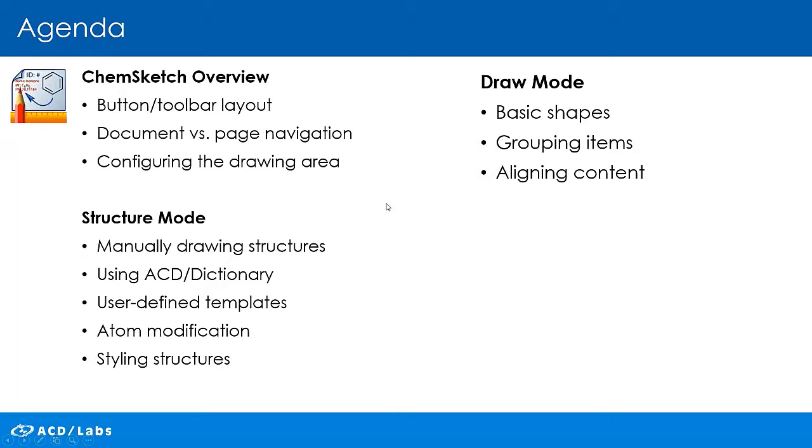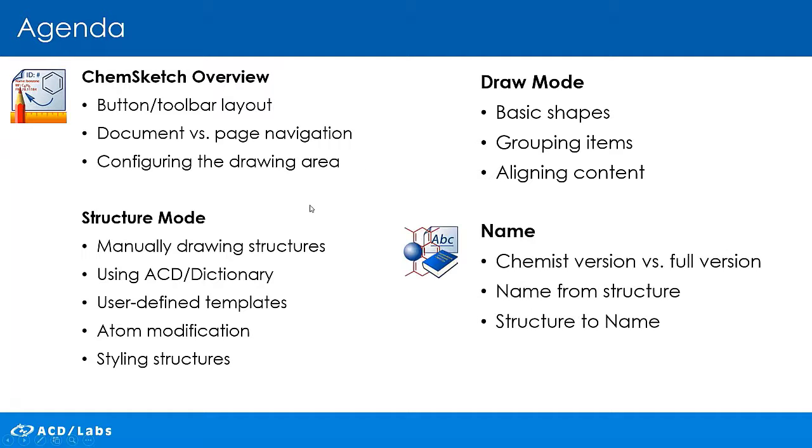This is kind of like, think of it as a paint application where you can just draw stuff. And then the last part, as I said, is the ACD name. So this is actually something you can enable within ChemSketch. So it's not going to look very different in terms of interface, but you will have a few more buttons that I'll be reviewing. And there is a couple of versions of Name.